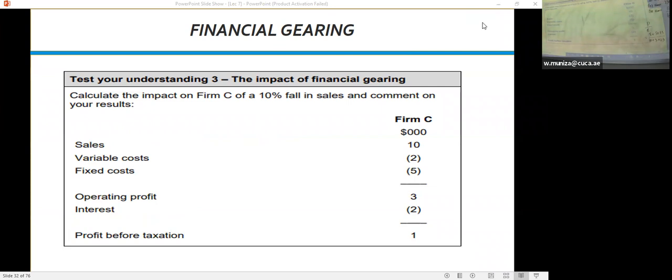Calculate the impact on firm C of a 10% fall in sales and comment on your results. First, calculate the 10% decrease in sales. What is it going to be? Sales are going to become how much? 10% decrease? 9. What about this variable cost? 1.8. Fixed cost? 5. How much is the operating profit? Oh sorry, it's my fixed cost. Yes, how much? 2.2.